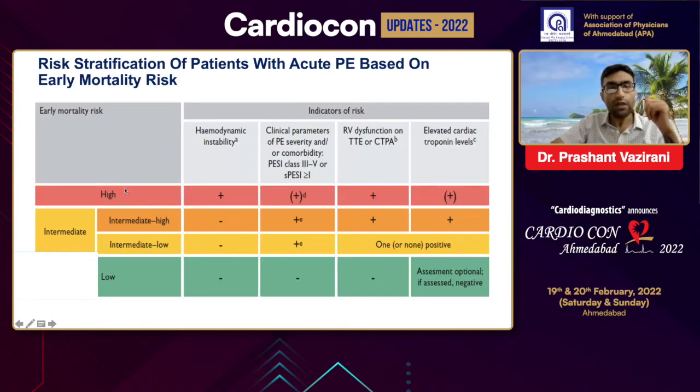So this is how we do the early mortality risk stratification. It is high risk if he has hemodynamic instability, his PESI score is high, he has RV dysfunction, and troponin levels are high. If all four tick out, then he has high mortality risk. If he does not have hemodynamic instability but the other three are positive, then he is intermediate high risk. If he does not have hemodynamic instability, and he has either RV dysfunction or positive troponin with a high PESI score, then he is intermediate low risk. And if everything is negative, then he is low risk.